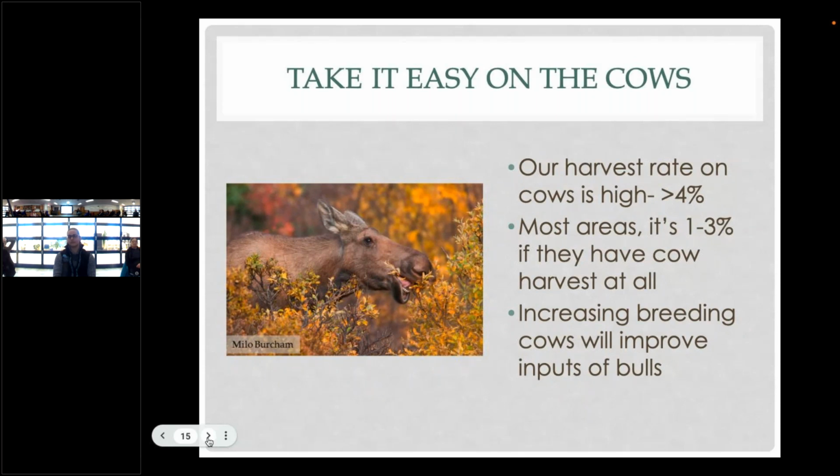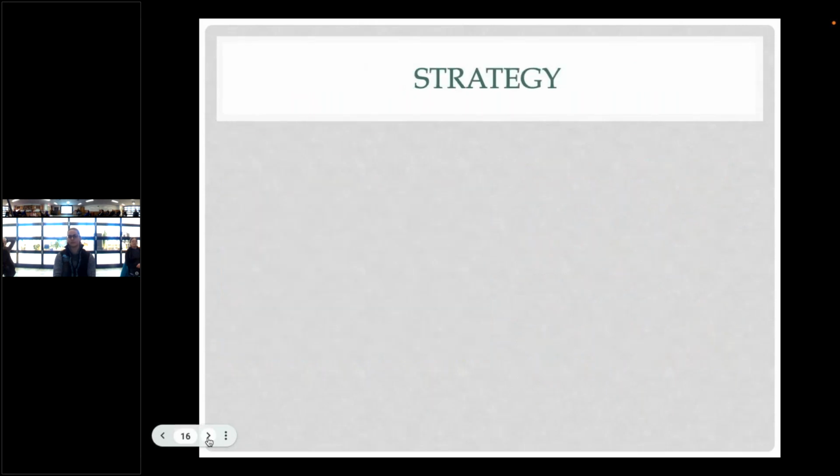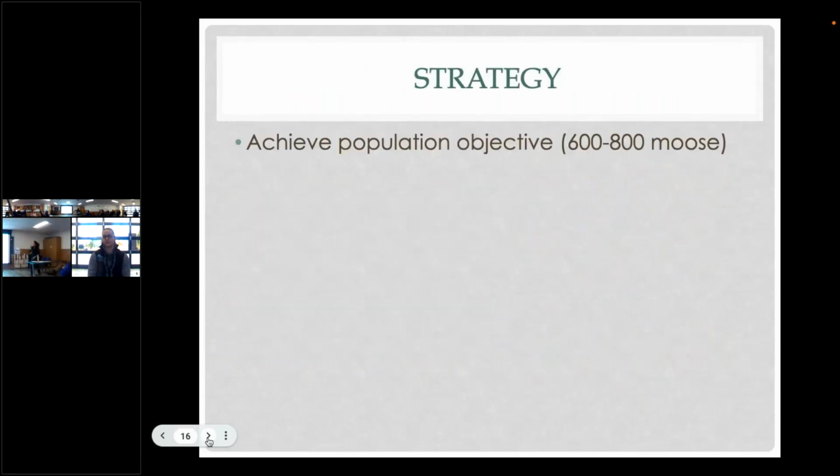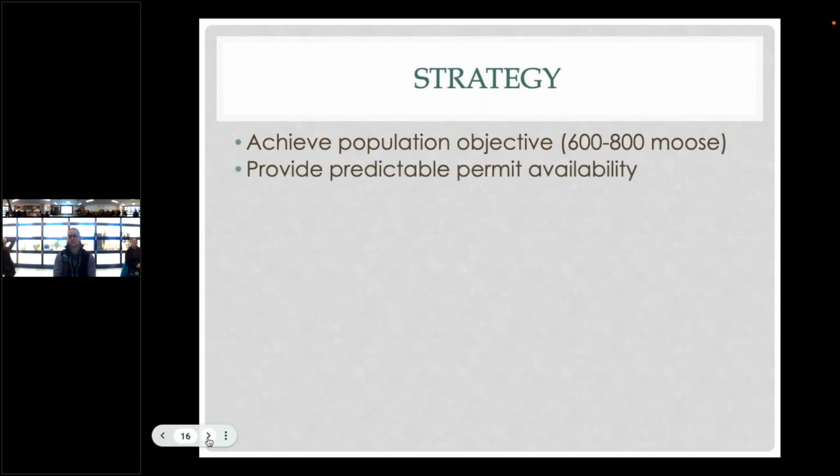When we do that, it's going to increase the breeding cows in the population. That's also going to improve our inputs of bulls, because with breeding cows, 50% of the calves that are produced are probably going to be male calves, which can grow up to be full-grown bulls. So our strategy for the West Delta, we need to achieve our population objective of between 600 and 800 moose. We want to provide predictable permit opportunity availability, and we want to increase that bull cow ratio.